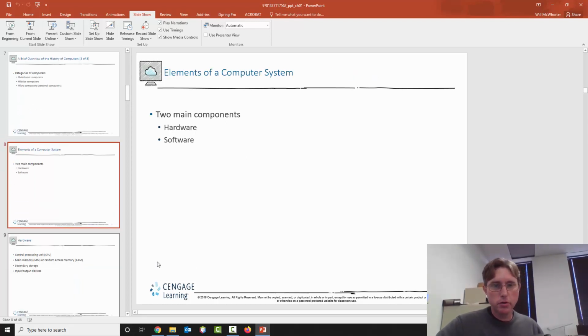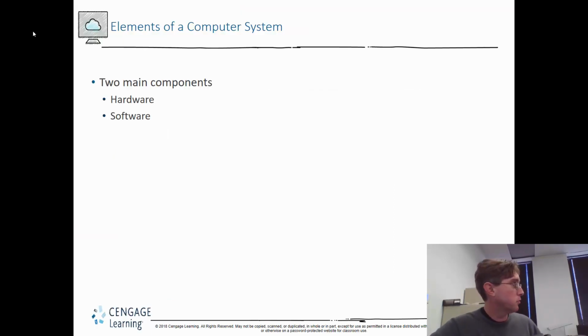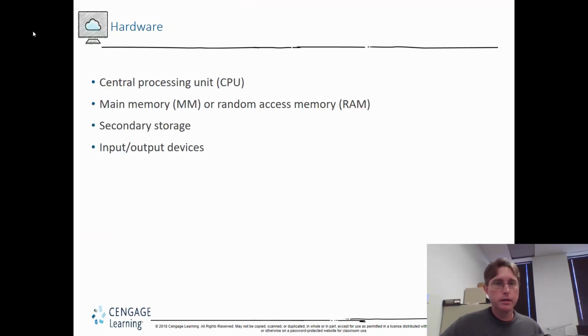Hardware and software. So hardware are the physical components of a computer, and software are the programs that run on the hardware. In this course, we'll be focusing on software. We're going to be creating computer programs, and that's basically software. But let's spend a little bit of time talking about hardware.